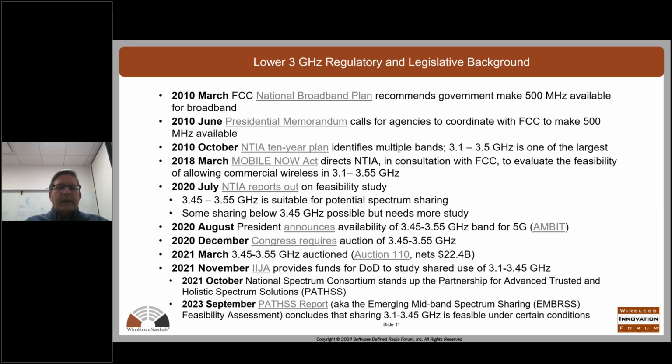As a result of that, the National Spectrum Consortium back around that time stood up this committee called the Partnership for Advanced Trusted and Holistic Spectrum Solutions, or PAS, which basically brought together DoD, industry, academia, everyone who could put their minds together to look at how we could potentially share the 3.1 to 3.45 gigahertz band. Like, if we could share it, and if we could, how would we share it?